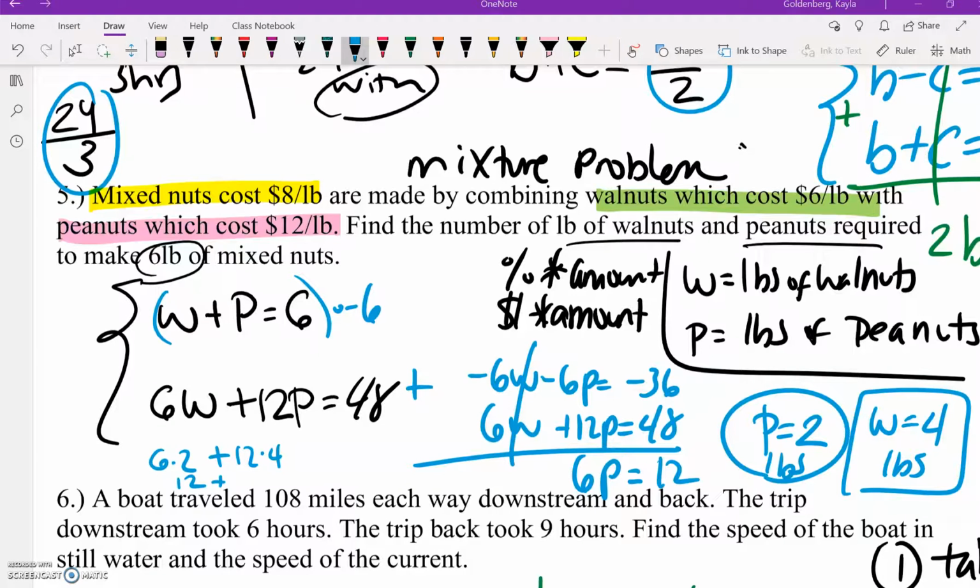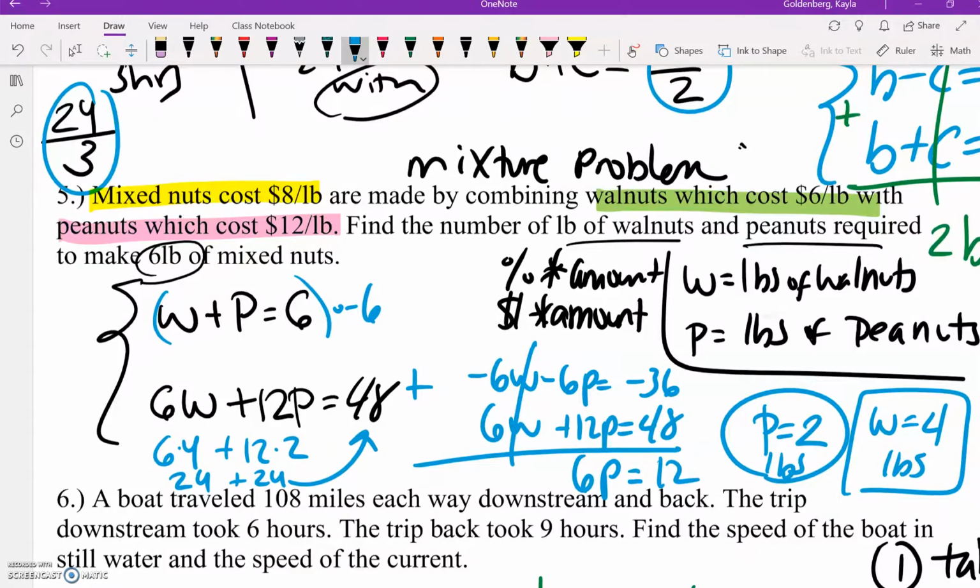So I figured out my mistake. You're probably all yelling at the computer screen like, Miss Goldenberg, what are you doing? So I switched my numbers here. So 6 times W, it should have been 6 times 4, because I have 4 pounds of walnuts at $6 each pound, plus 12 times 2. Should be 24 plus 24. It does get us to a total of 48. Before it was not adding up correctly, and it had me getting a little confused.